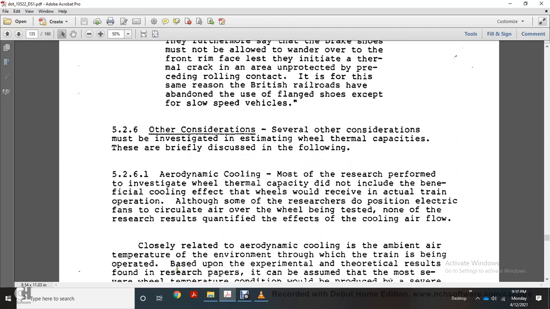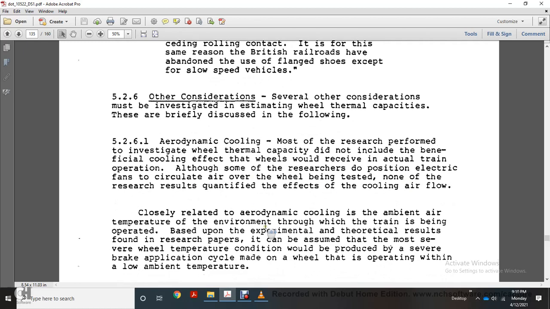Other considerations. Several other considerations must be investigated to estimate wheel thermal capacity; I will briefly discuss the following. Aerodynamic cooling: research performed to investigate wheel thermal capacity did not include the beneficial cooling effect that wheels would receive in actual train operation. Although some of the research did position electric fans to circulate air over the wheel being tested, none of the research quantified the effects of airflow cooling.